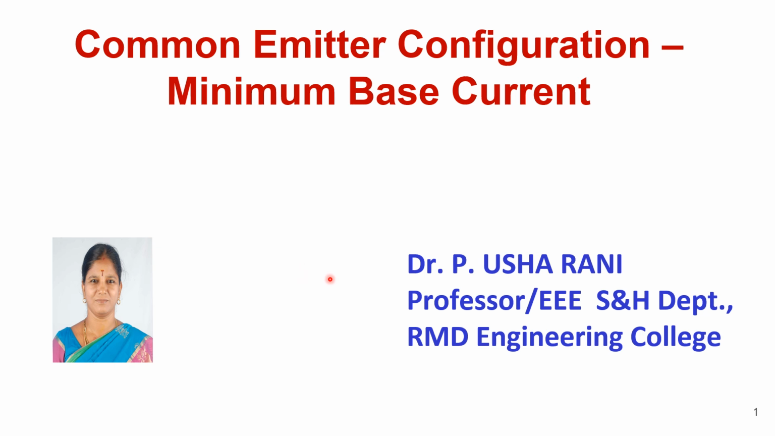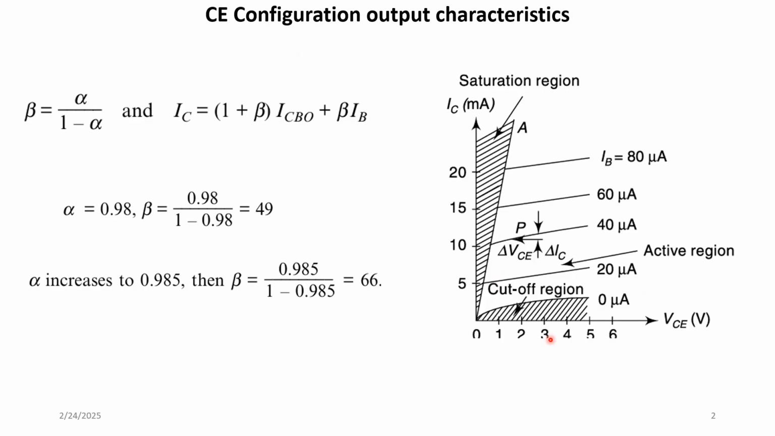I'm going to brief about the topic of CE configuration of transistor, minimum base current requirement. I've taken common emitter configuration, output characteristics of transistor. If you take care of this, you have drawn the graph between VCE versus IC, the collector current.